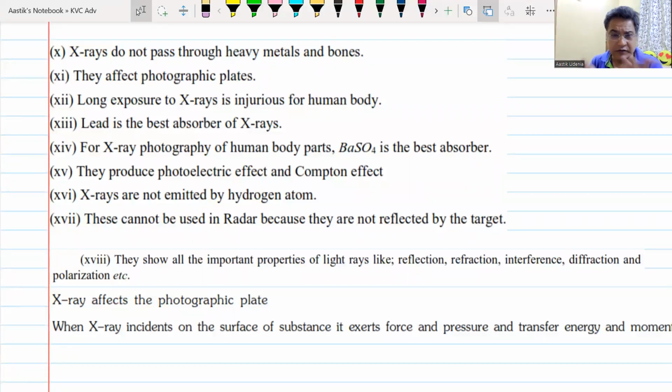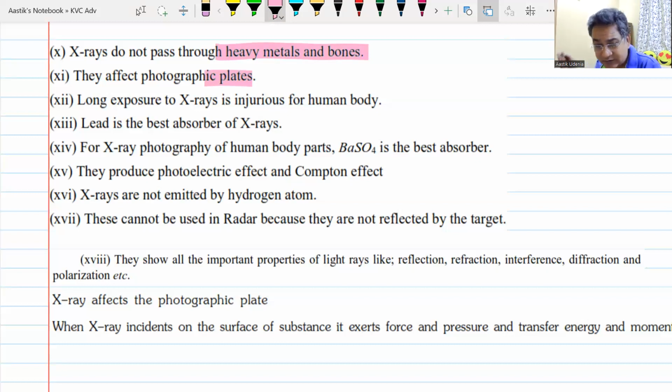Then we keep on writing the important points. X-rays have high energy. They can pass through the bones of human beings, but they don't have that much energy that they can pass through heavy metals and heavy bones. They cannot pass through heavy metals and heavy bones. They can pass through your skin. They cannot pass through your bones, and that is why you have all those X-rays coming up.